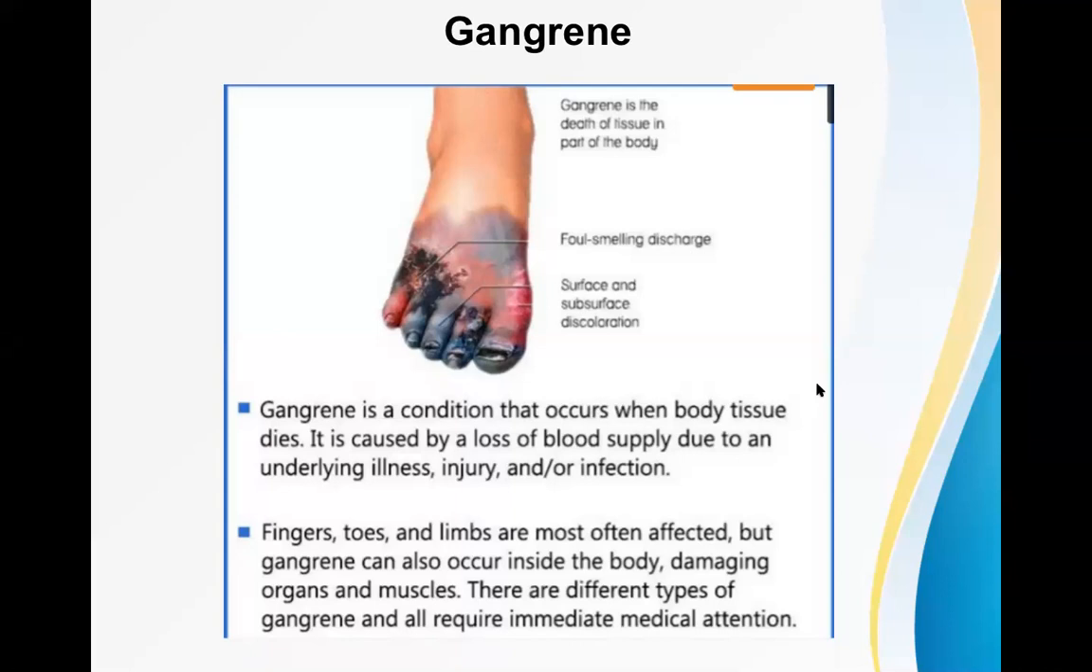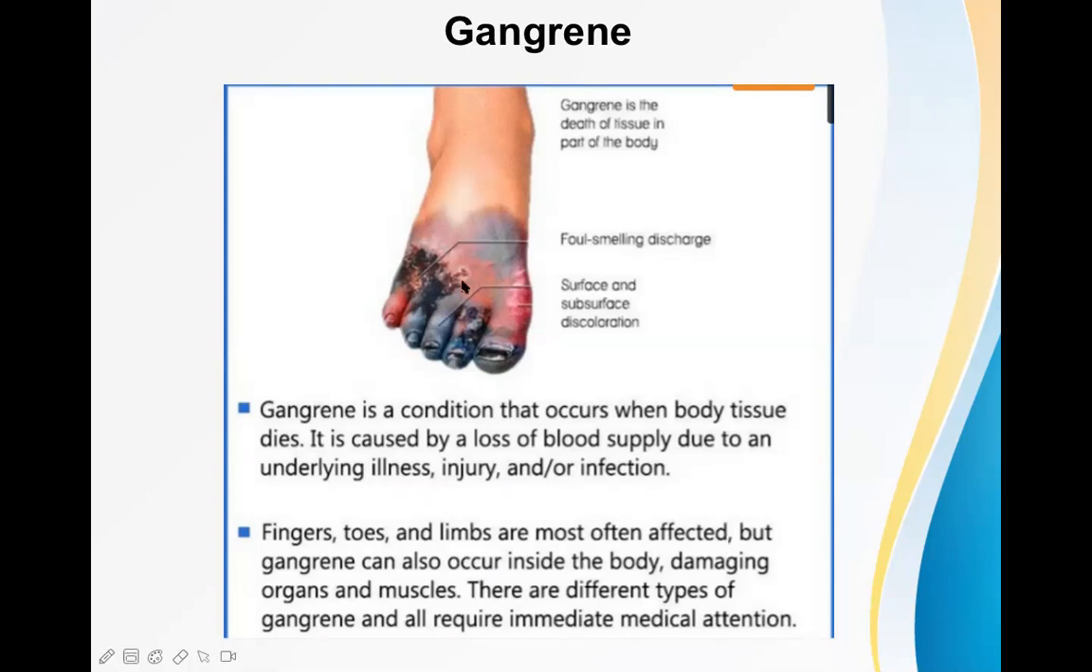Ischemic necrosis means death of the cell or tissue because of lack of blood supply, and putrefaction is the secondary change which occurs there. Both these conditions need to be together to call it gangrene. See, gangrene can occur because of underlying illness, injury, or infection which has to cause decreased blood supply. So different causes are there. Fingers, toes, and limbs are the most commonly affected areas for gangrene.